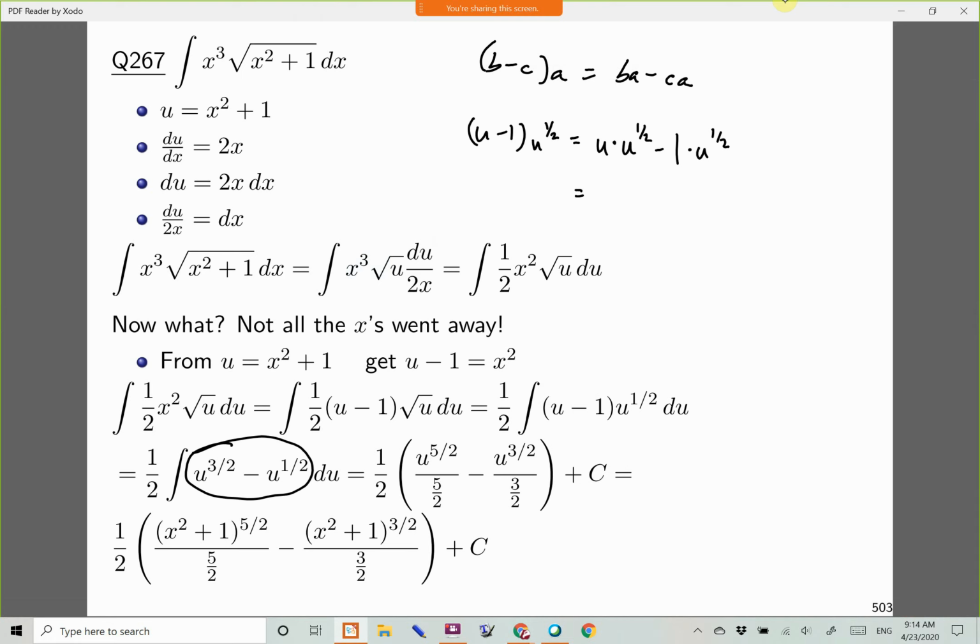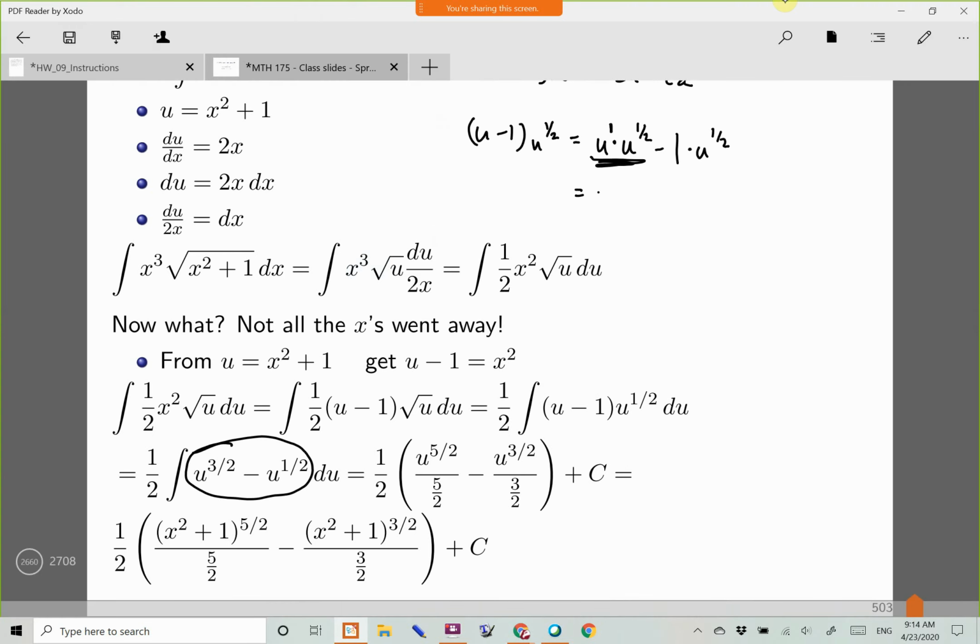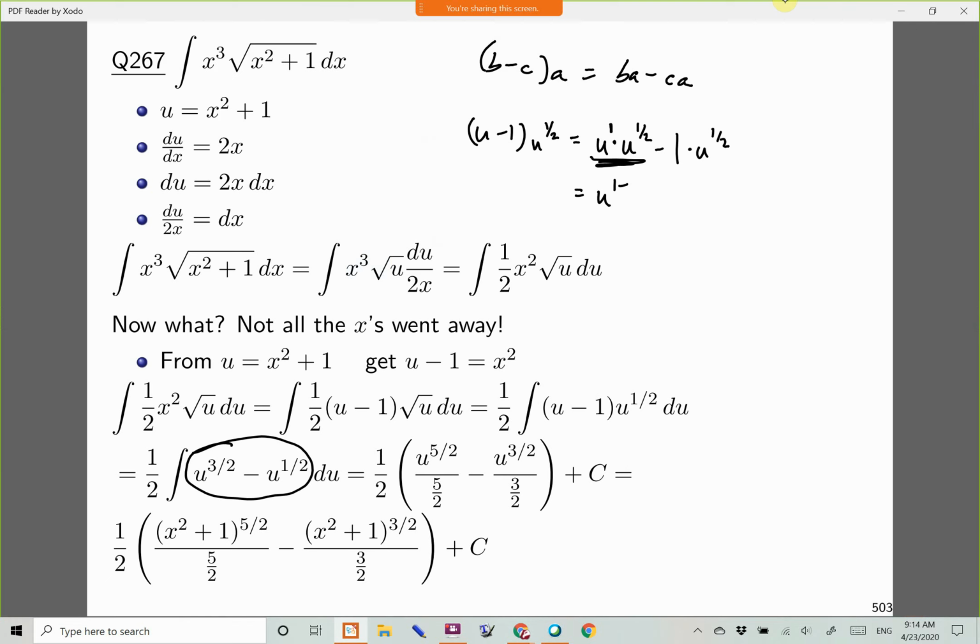First of all, right here, you're multiplying two things with the same base. I'll add in that hidden exponent of 1. Multiplying two things with the same base, you've got to add the exponents together. So you'll have u to the 1 plus 1/2 minus, and then 1 times u to the 1/2, I'll just not write the 1 times. And the whole point is this 1 plus 1/2 can be written instead as 3/2.